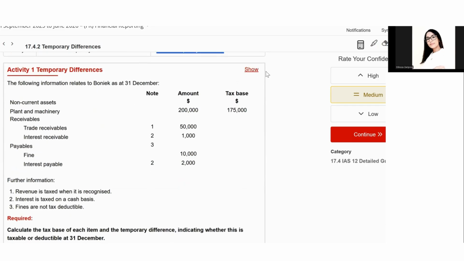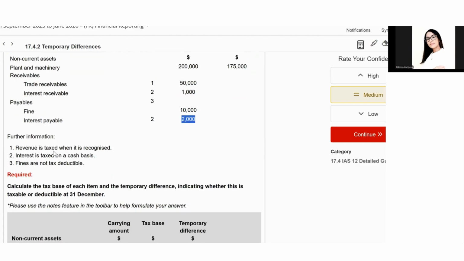Okay, now we can look at this activity on temporary differences. You have, let's say, the tax base for non-current assets, property, plant, and equipment, but for these ones you don't have a tax base. Revenue is taxed when it's recognized, interest is taxed on the cash basis, and fines are not deductible. So you have these fines, this, and this, right? Fines are not deductible, which means it's not a temporary difference, right?